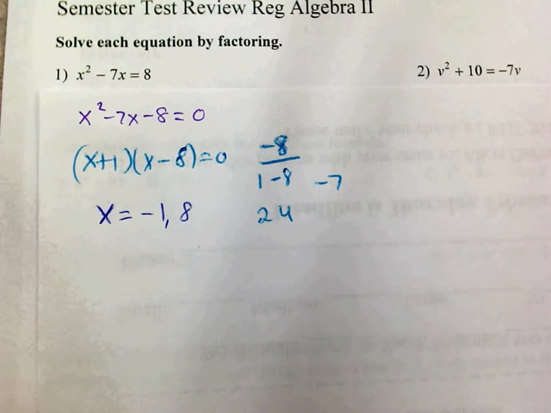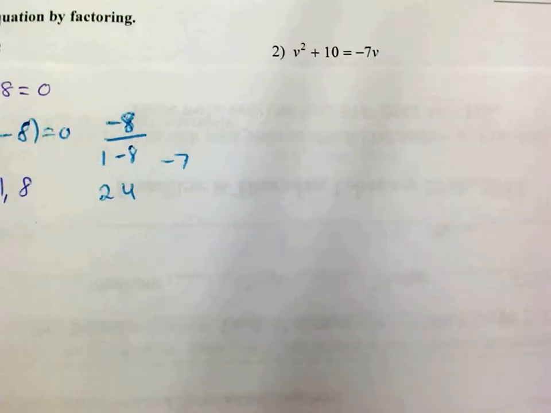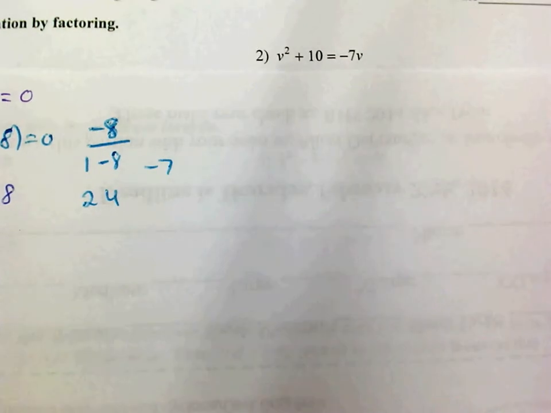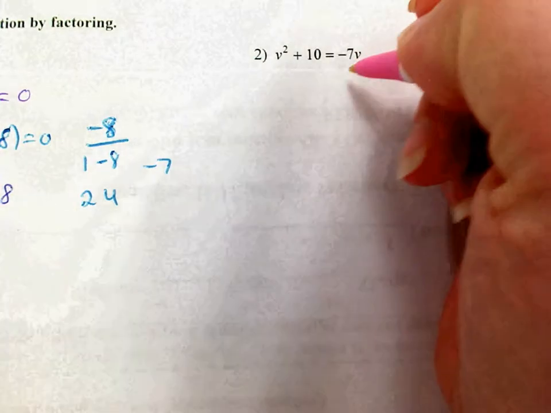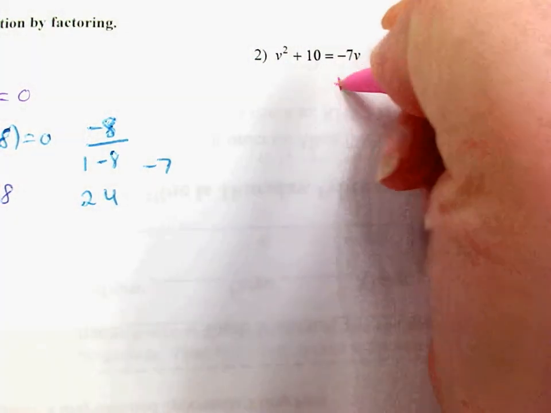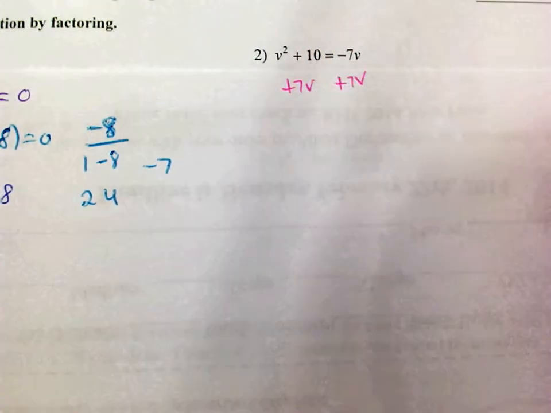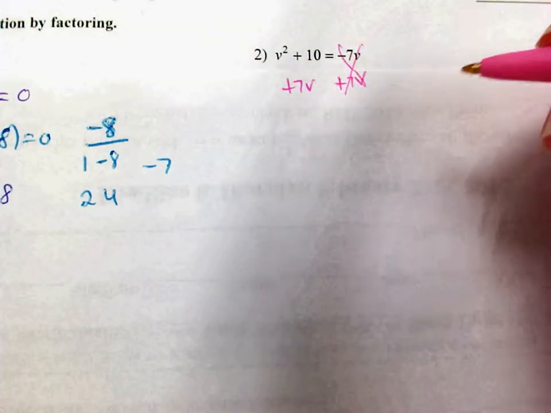Okay. All right. So, what about this one? What do you want to do? Get everything on the same side, right? If I add 7v, guys, if I add 7v, where do you put it? I know, but where? In the middle.